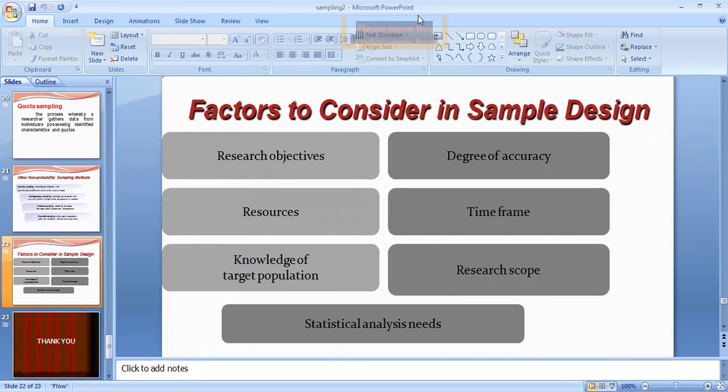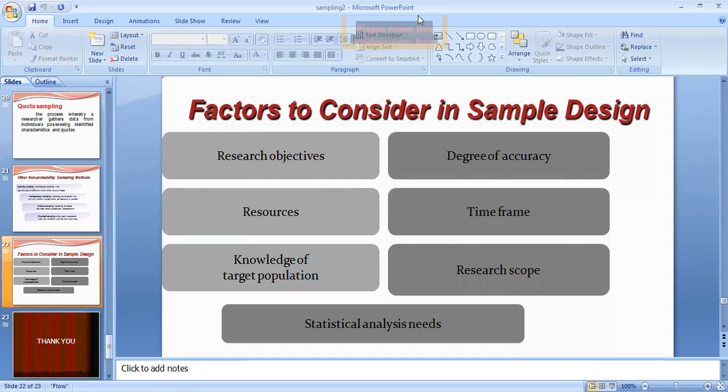Now, the conventions to be used: the notation for population and for sample. Size: capital N for population, small n for sample. Mean: mu for population and x bar for sample. We have studied this in our test of hypothesis also. Standard deviation: sigma for population and S for sample. And proportion will be p or pi for population, and p bar or only p for sample.